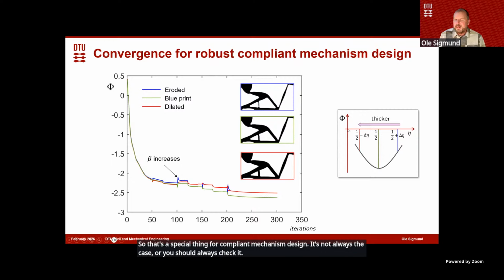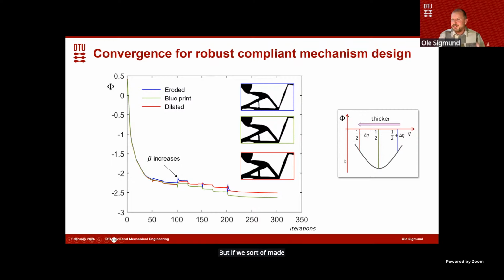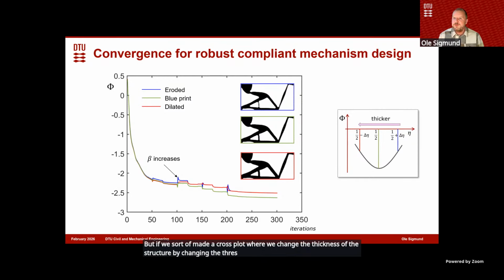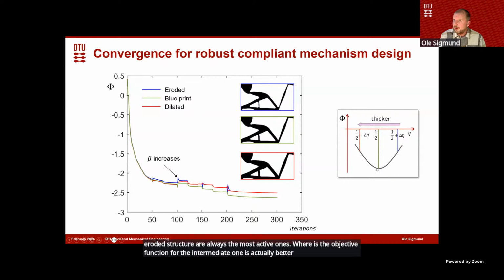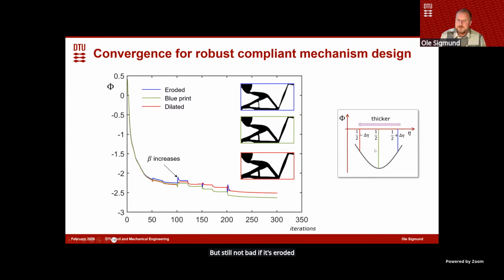But if we made a cross plot where we change the thickness of the structure by changing the threshold value, then for compliant mechanisms, we would see that the thicker dilated structure and the thinner eroded structure are always the most active ones, whereas the objective function for the intermediate one is actually better than the two others, but still not bad if it's eroded or dilated.